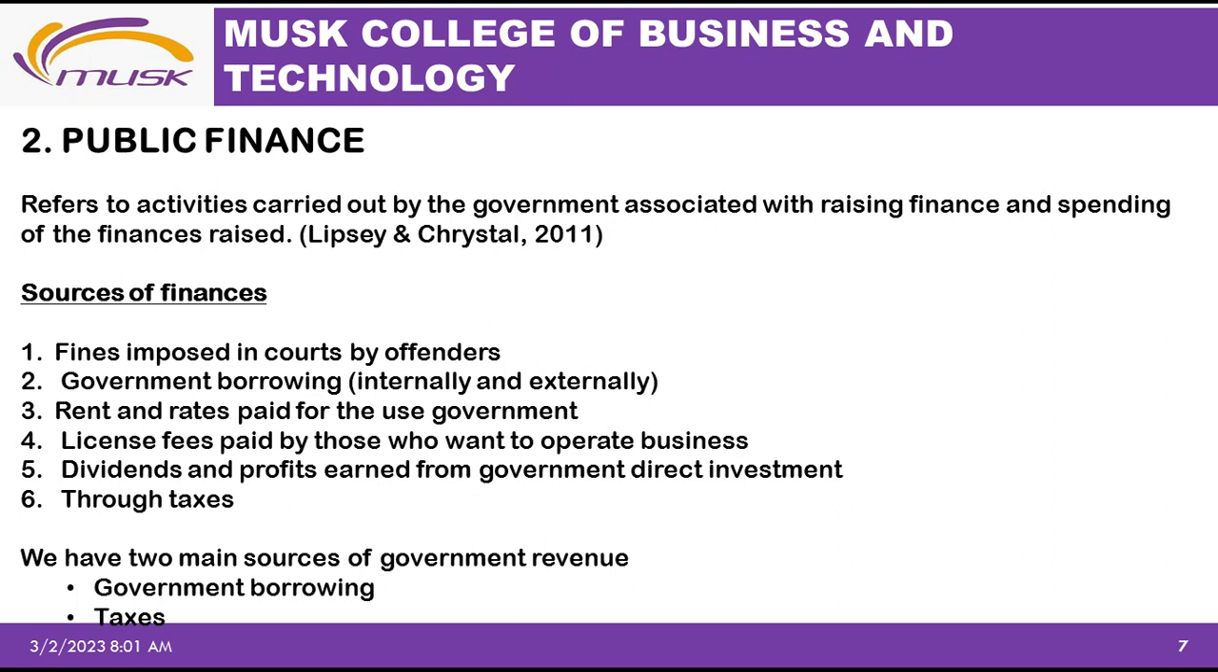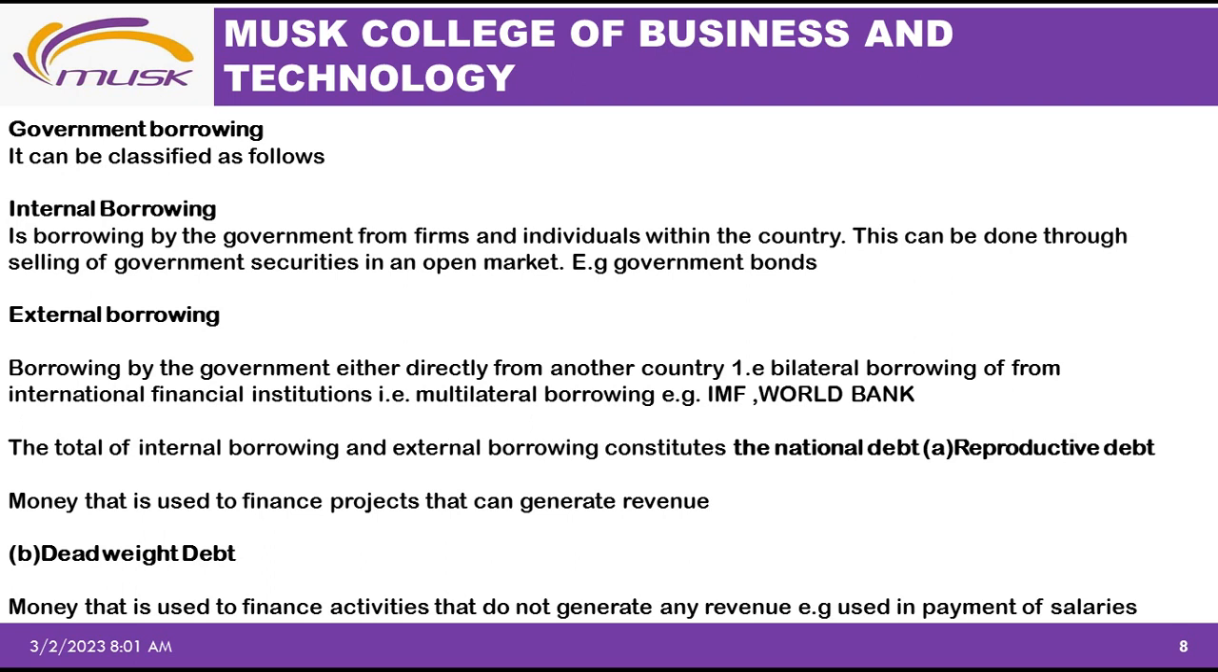That's why we have the final statement indicating that we have two main sources of government revenue, that is government borrowing and taxes. And so this is a further clarification on government borrowing. Internal borrowing, I have already explained how it happens. Borrowing is done within the country.